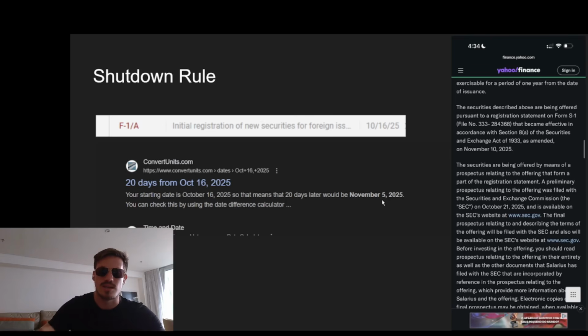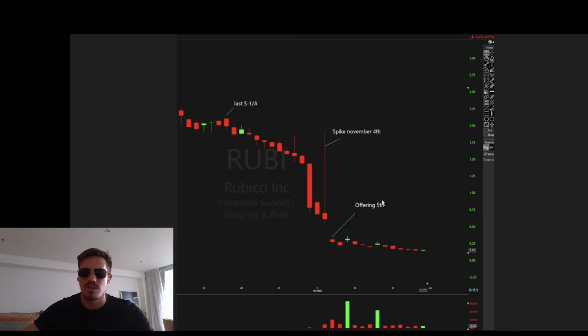And this is where it gets interesting. Another reason why I say these things are way more predictable than you can think. And yes, whoever's running these, the underwriter, the company, I don't know how it works. I wish I did. They know what they're doing, right? So you can see 20 days after October 16th. So here's the last S1A. Here's the spike. 1 day before they're allowed to raise, they spiked it. You can't tell me that it's not a coincidence.